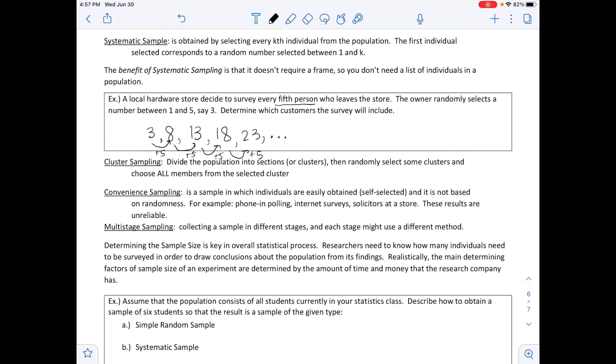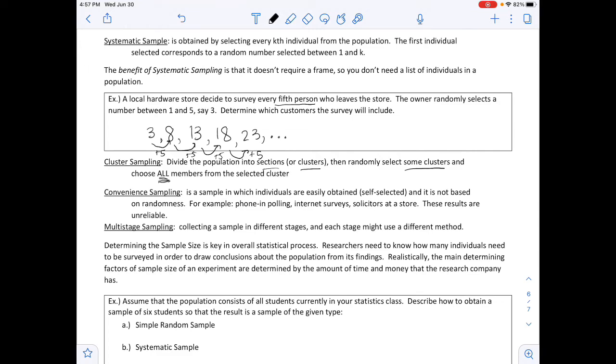The next type of sampling that we have is cluster sampling. And this is where you divide the population into sections or clusters, and then randomly select some clusters and choose all members from the selected cluster. So we're going to choose some clusters, survey all, that's our big word here, of the members from that selected cluster.